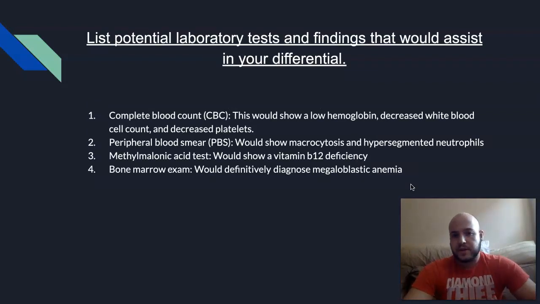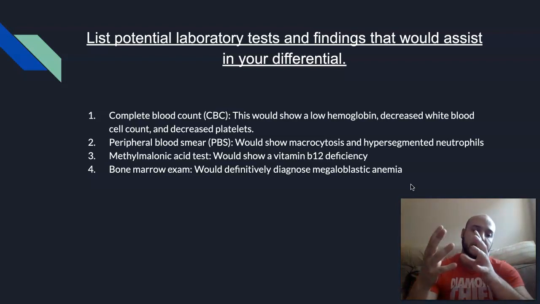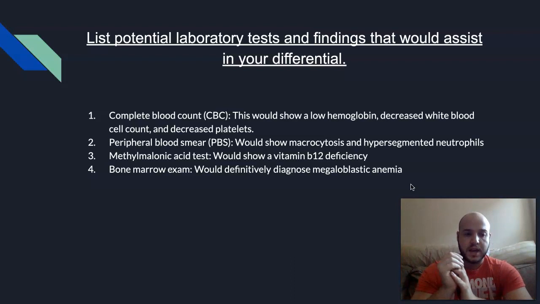So potential tests that we could use in assisting us. Number 1 is complete blood count. This would show decreased hemoglobin, decreased white blood cell count, and decreased platelets in a patient like this. We could also use a peripheral blood smear. This would show macrocytosis, again, like the enlargement of the cells, and hypersegmented neutrophils.